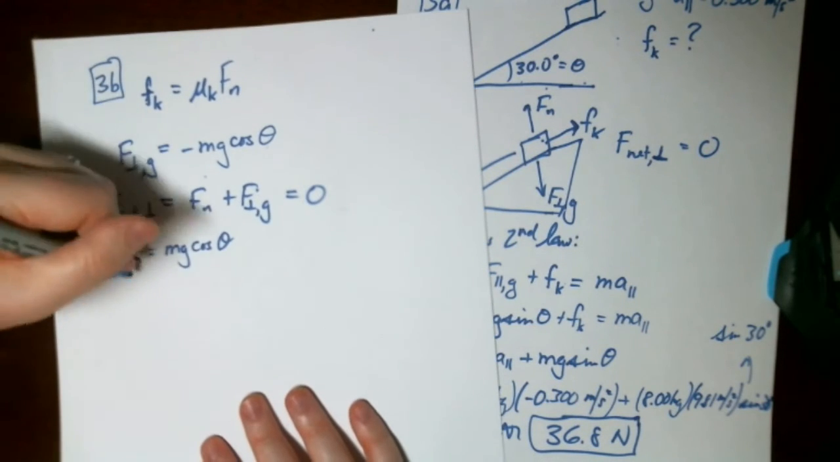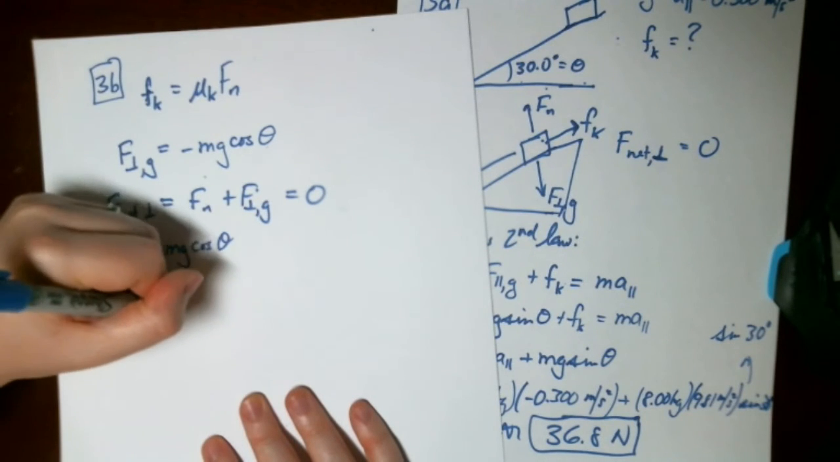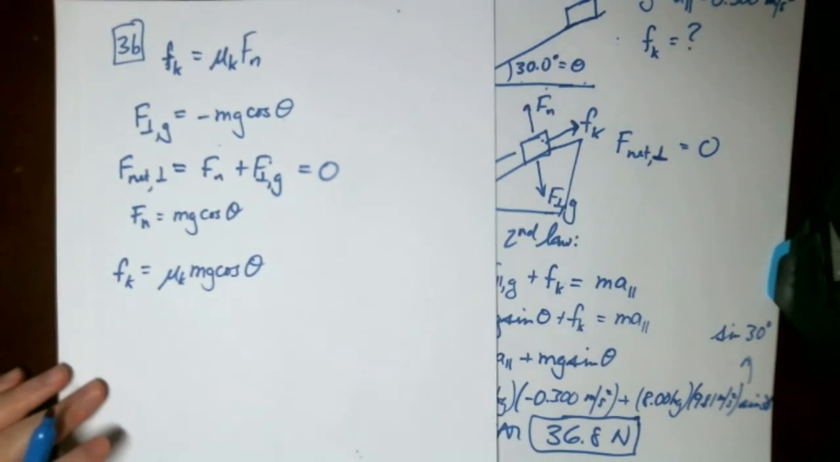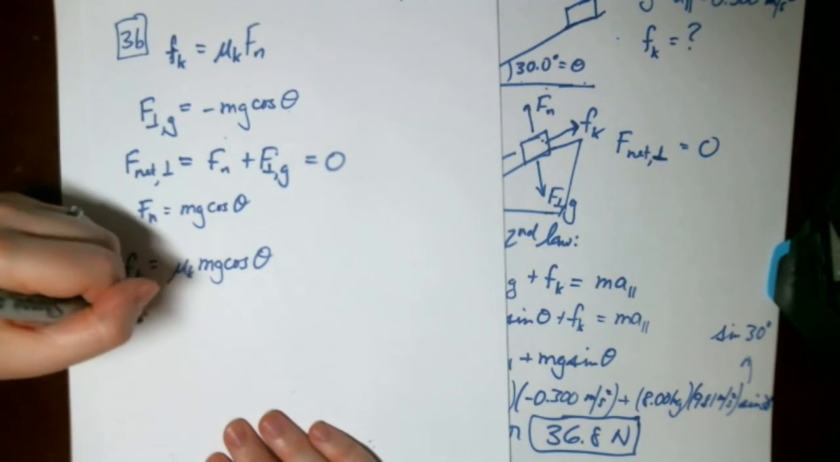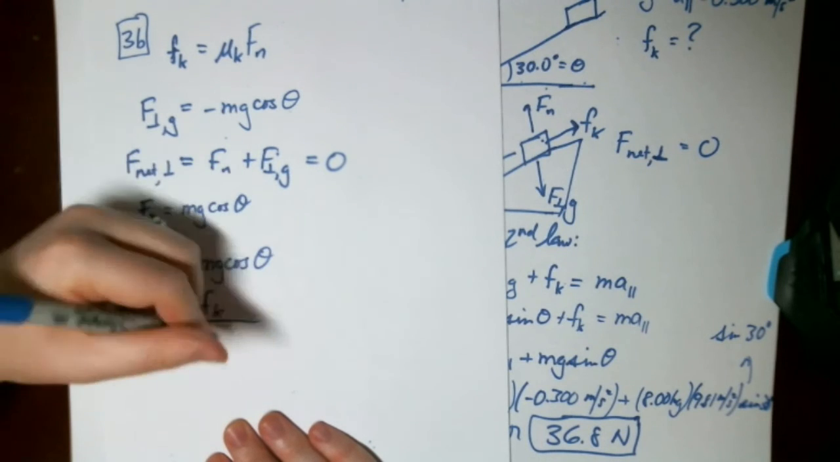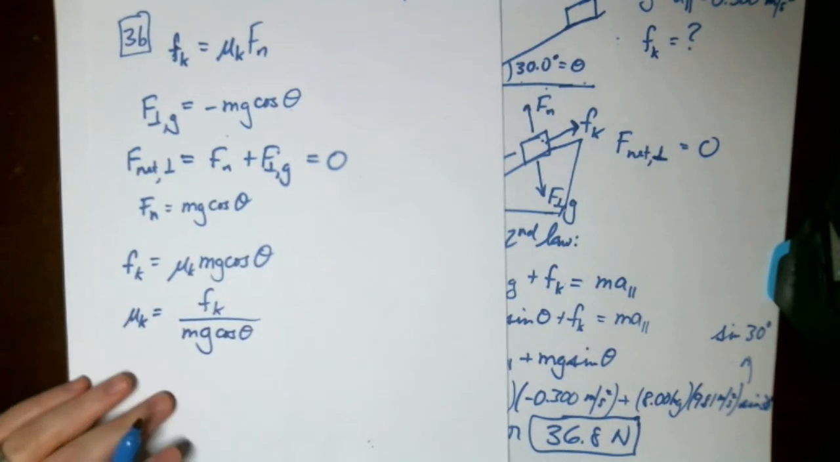So with all that in mind, we can rewrite this equation as F sub k equals mu sub k mg cosine theta, and we can solve for mu sub k. So solving for mu sub k gives us the friction force divided by the mass times the acceleration of gravity times the cosine of the angle of inclination.